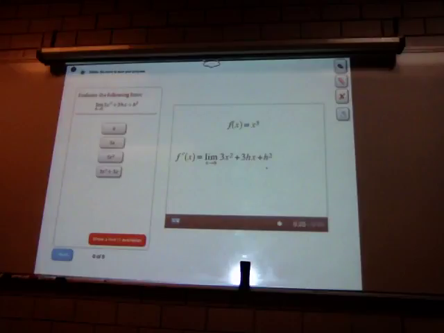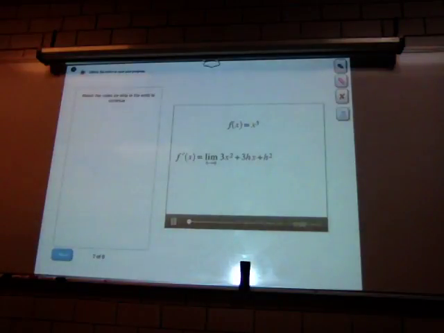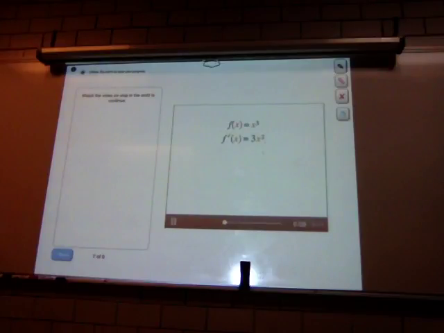¿La última? No, ¿por qué no? 3x cuadrada, la tercera, correcto. Right. The terms with the h's in them go to 0, leaving us with 3x squared. So the derivative of x cubed equals 3x squared.